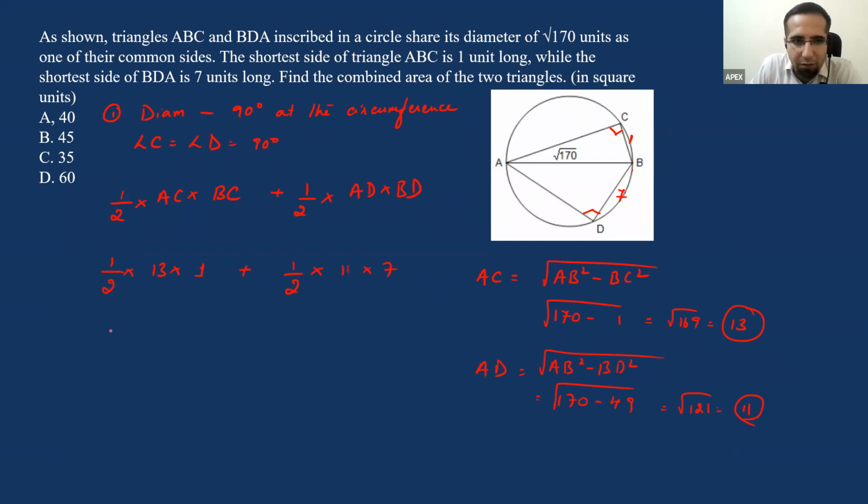Now I can take half common here. If I take half common, this becomes 77 plus 13, which eventually gives me 90 divided by 2. 90 divided by 2, so my answer here becomes 45 square units, right? So in this case, option B becomes your answer.